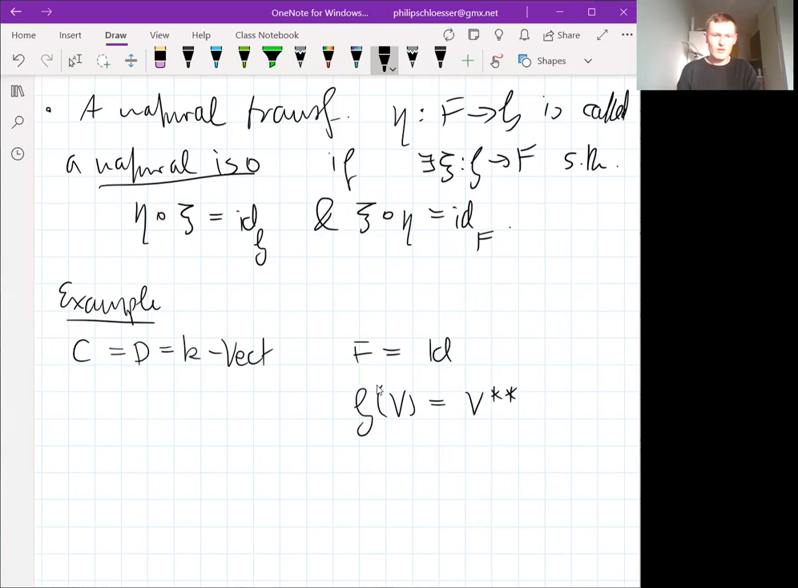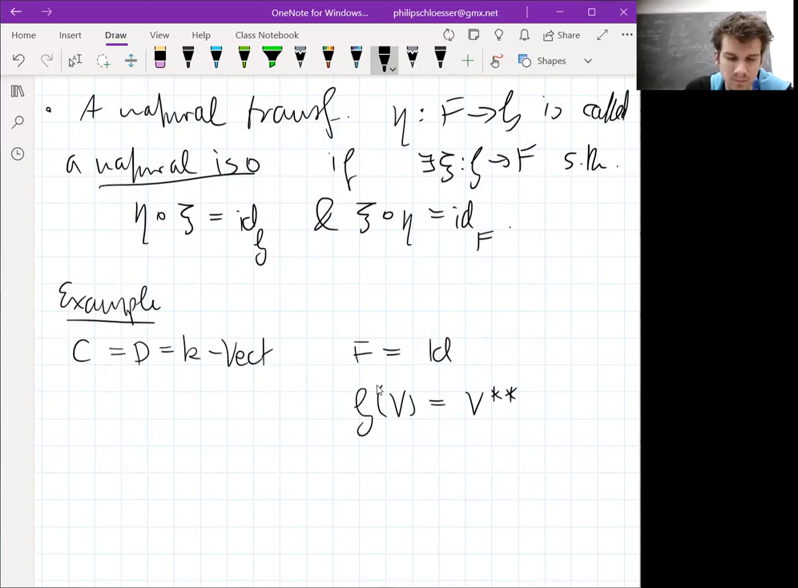So we map each vector space to, well, not the linear functionals on that vector space, but the linear functionals on the linear functionals on that vector space. What's a k-vector space? A vector space over the field K. Think R or C or whatever.